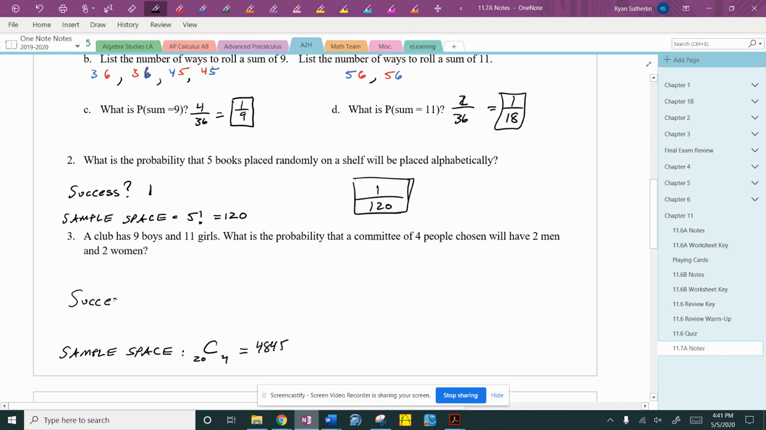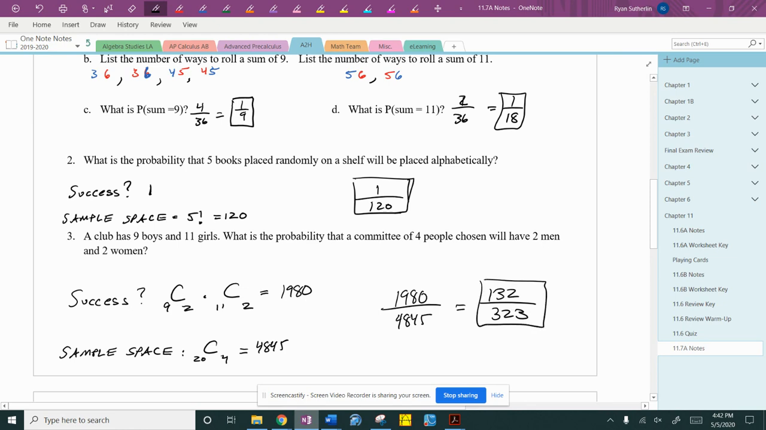Now, in this problem, what is deemed a success? It's a success if the committee has 2 boys and 2 girls, or 2 men and 2 women. So that means out of the 9 boys, we choose 2. Out of the 11 girls, we choose 2. And that comes out to be 1,980. So my probability that that happens is success over my sample space. Put that in the calculator. I don't expect you to reduce that by hand, but I do want your fractions to be reduced. So that's 132 over 323.